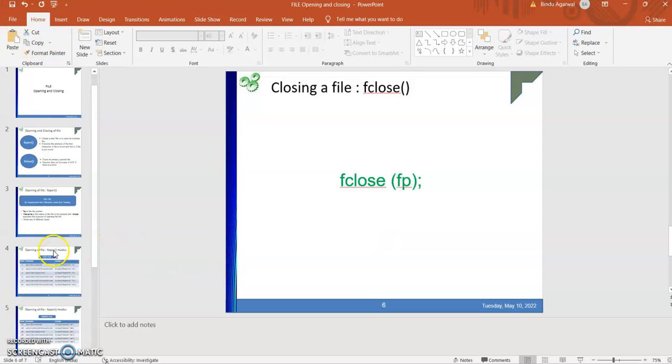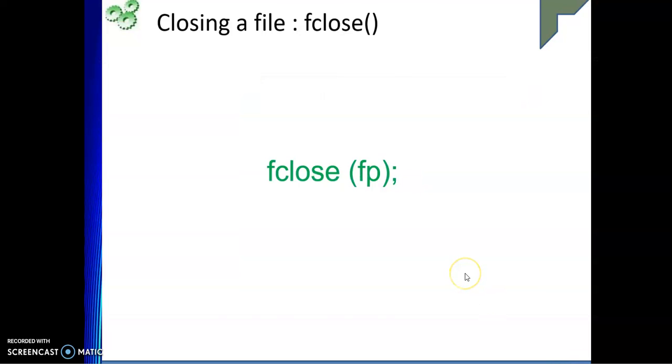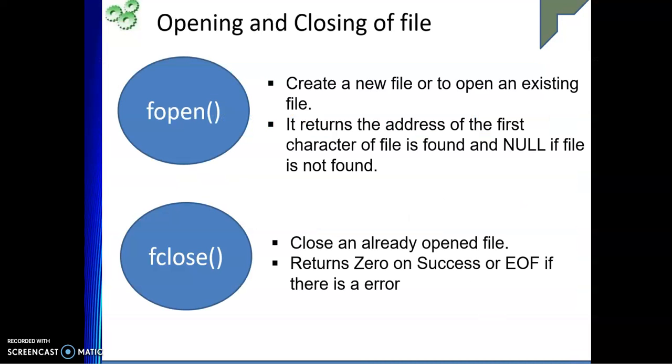Having said this, we have seen the two main functions of file opening and closing, fopen and fclose. fopen will create a new file or open an existing file, and will return the address of the first character if it is found, and otherwise, if it is not found, it will give you null. Similarly, fclose will close a file which has been opened. It returns zero on success, and EOF if there is an error with that particular file.